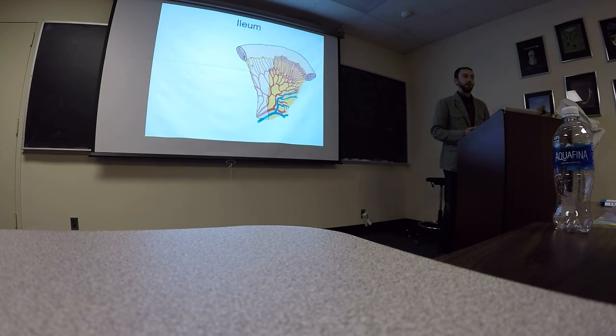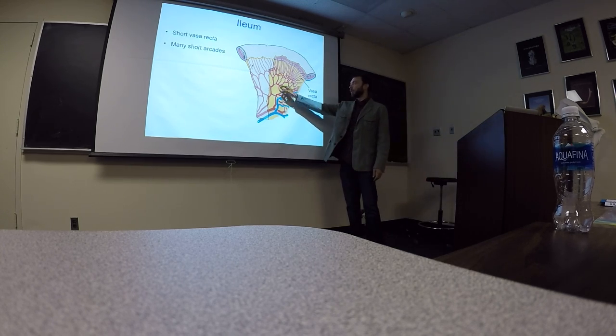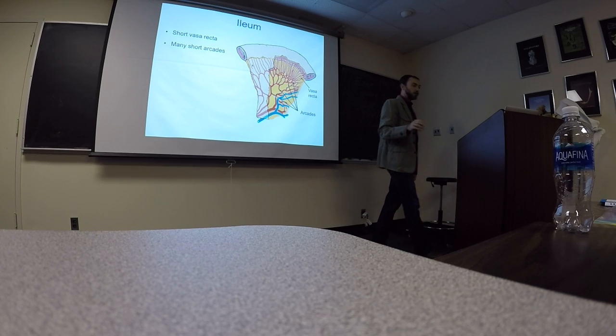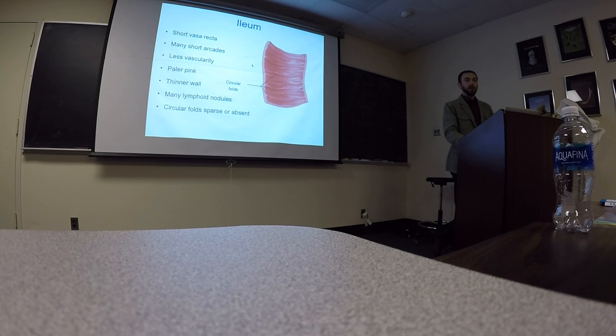Now the ileum, as you might guess, is going to have exactly the opposite of everything I just said for the jejunum. So it does have vasa recta, but they're considerably shorter. It has a large number of these looping arcades connecting adjacent arteries. It's less vascularized, so it's more of a pale pink color. It has a thinner wall, more lymphoid tissues. And if you look at the inside, our circular folds are largely absent. There will only be a few, and they'll be relatively low.